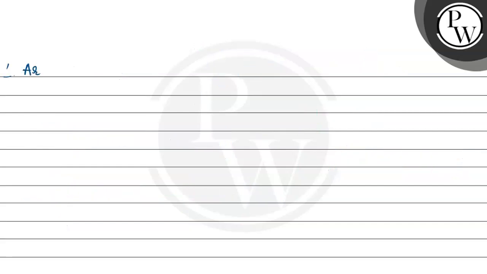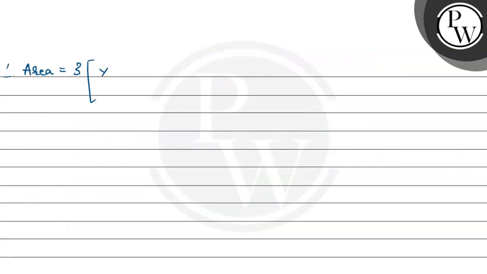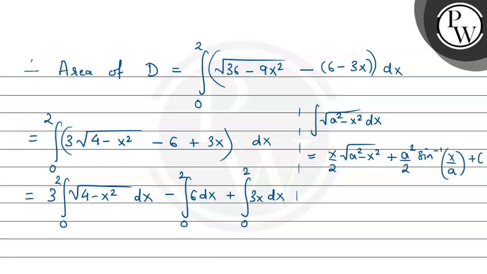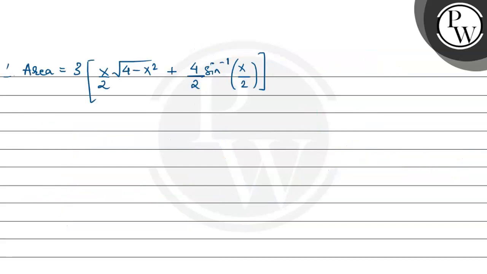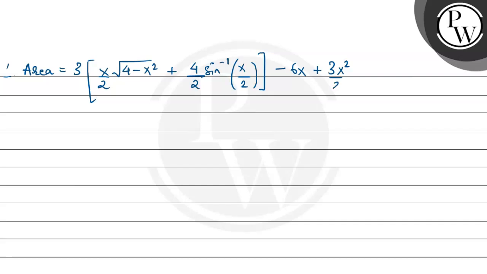And so therefore area will be equal to 3 times. अब इंटीग्रेशन को इवेलुएट कर लेंगे. यहाँ है इंटीग्रेशन ऑफ स्क्वायर रूट ऑफ 4 माइनस एक्स स्क्वायर्ड, दैट इज 2 स्क्वायर्ड माइनस एक्स स्क्वायर्ड. यहाँ a आ जाएगा 2, तो वैल्यू इज x बाई 2 टाइम्स स्क्वायर रूट ऑफ 4 माइनस एक्स स्क्वायर्ड प्लस a स्क्वायर्ड, a is 2, a स्क्वायर्ड is 4 डिवाइडेड बाई 2 टाइम्स साइन इनवर्स ऑफ x बाय 2. फिर आगे माइनस इंटीग्रेशन ऑफ 6, सो दैट इज 6x, से आ जाएगा माइनस 6x. एंड लास्ट वी हैव इंटीग्रेशन ऑफ 3x एंड दैट इज 3x स्क्वायर बाई 2. सो दिस इज प्लस 3x स्क्वायर बाई 2. एंड लिमिट्स आ जाएंगी 0 से 2 तक.